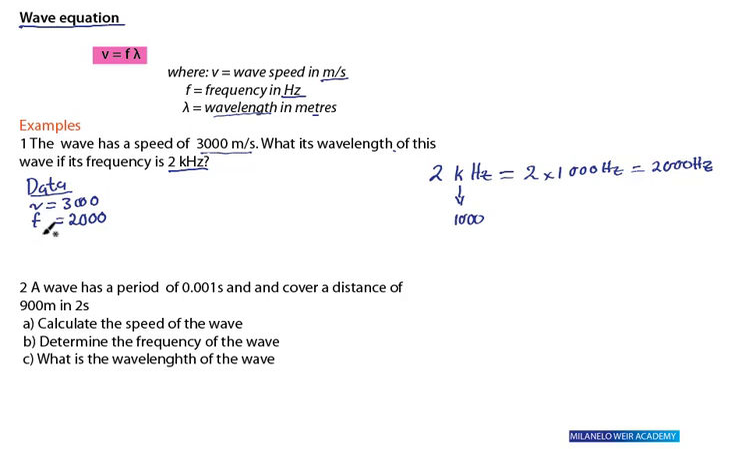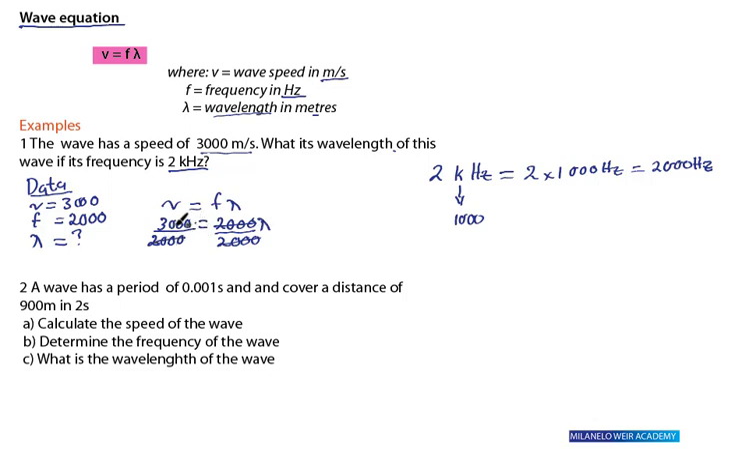So we are looking for the wavelength lambda. The formula is V is equal to F times lambda. So 3000 is equal to 2000 times lambda. What do we do? We divide by 2000 on both sides. 2000 cancels 2000 on one side, and on the other side we divide by 2000 as well.